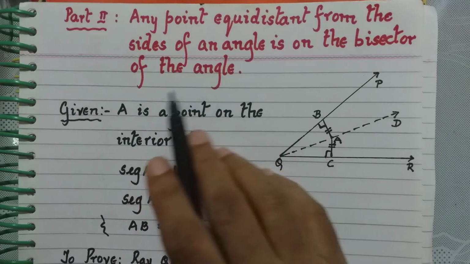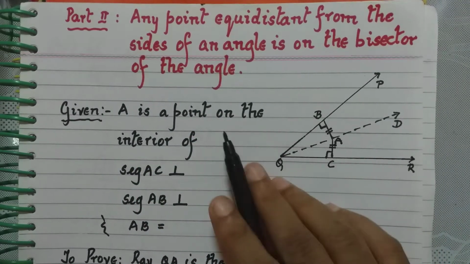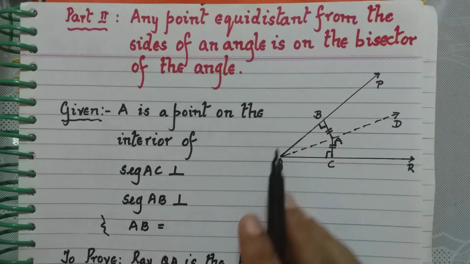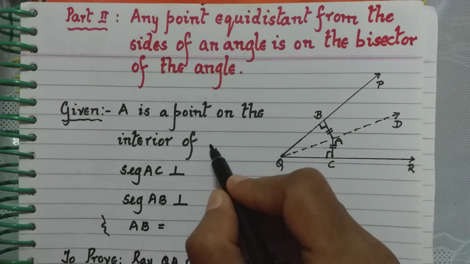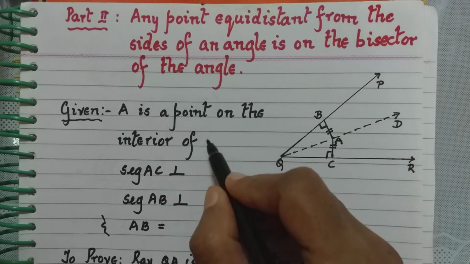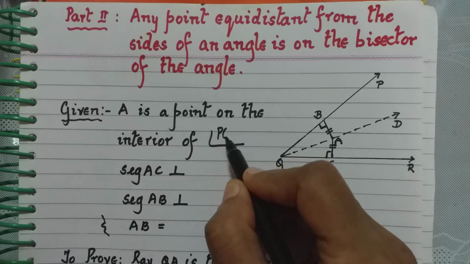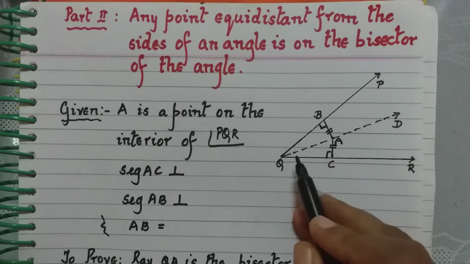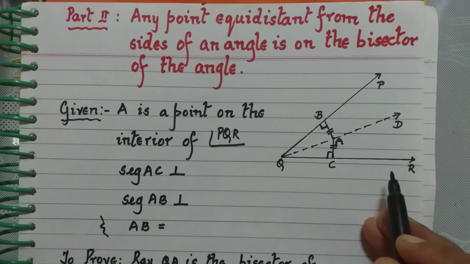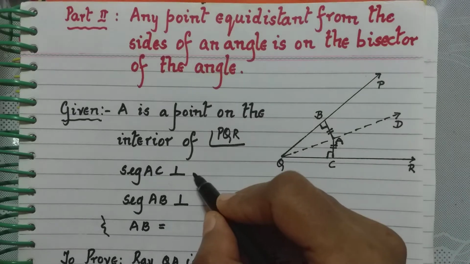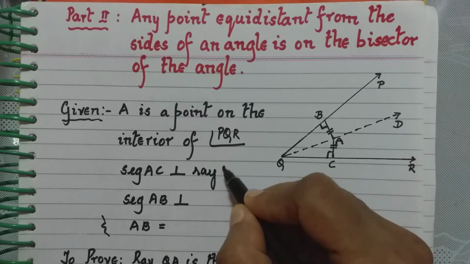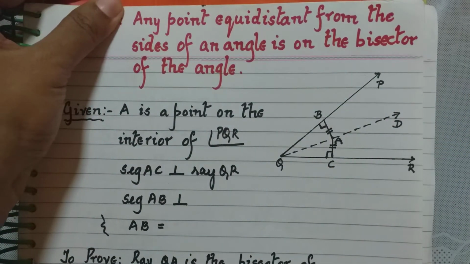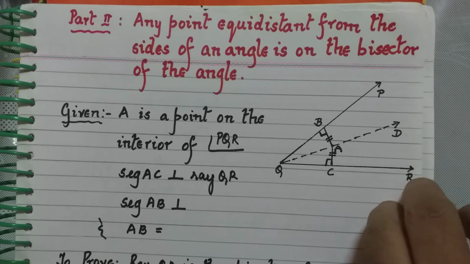What is given here? There is a point A. It is in the interior of this angle, which is given. Which is the angle? Angle PQR. So we can write A is a point in the interior of angle PQR. Also we have segment AC, which is perpendicular to ray QR.